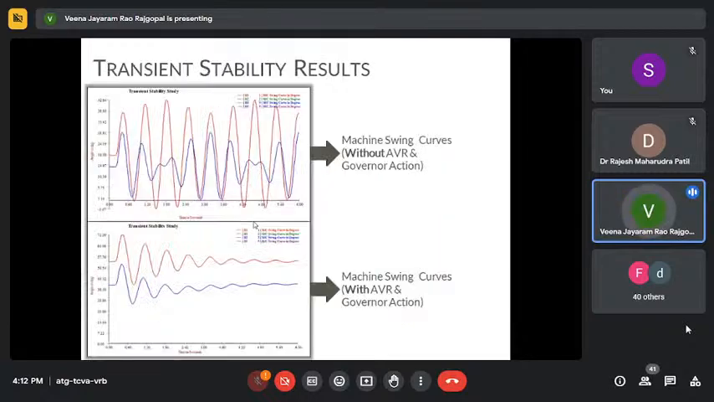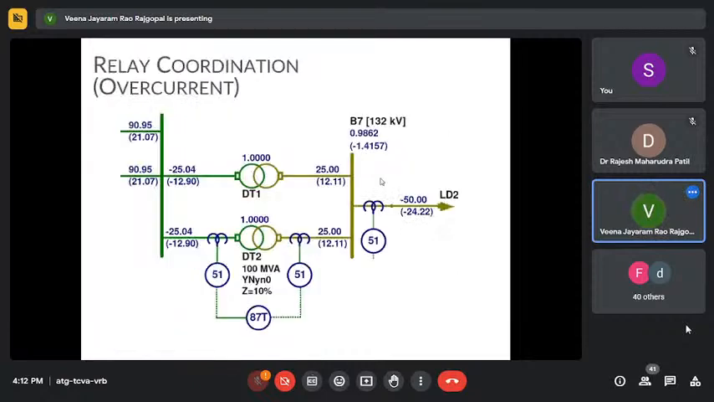Stability studies, as I told you, are time based, so you can get various graphs. The short circuit and load flow give the results for that instant. But when it comes to stability, you are going to observe the system over a few milliseconds or seconds.